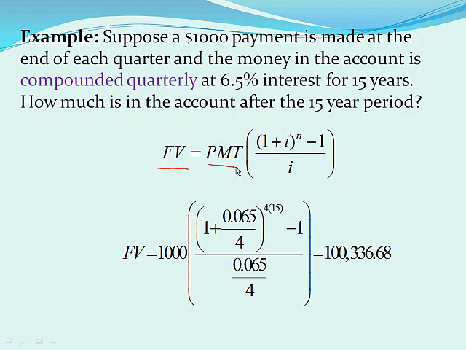Payment is $1,000. So we need to calculate the interest per period. That will be the value for i, equal to the annual interest, 6.5%, 0.065, divided by the number of interest conversions, which will be 4 because it is given as quarterly, divided by 4. So that is the value for i. Substituting here, we will get $100,336.68 as the future value.